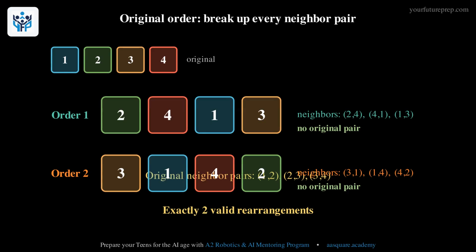Every other order keeps at least one original neighbor together. So there are exactly 2 rearrangements. So the answer is 2.